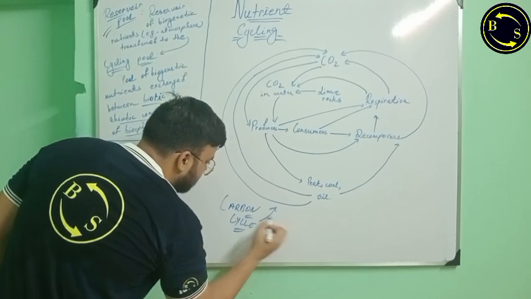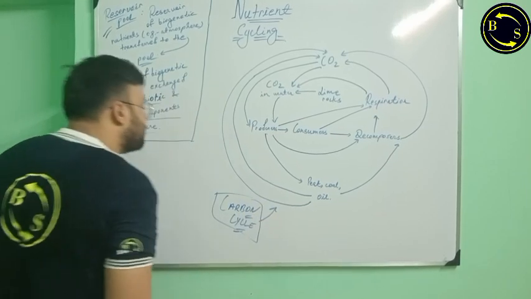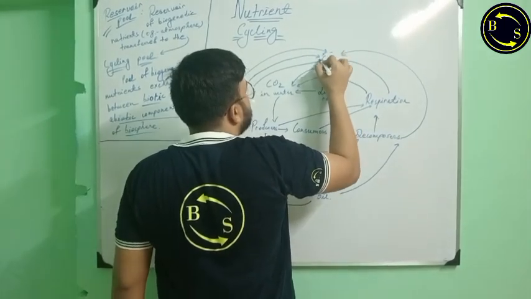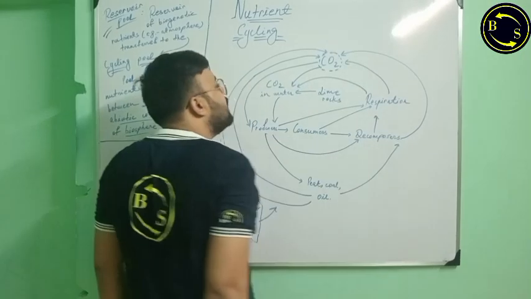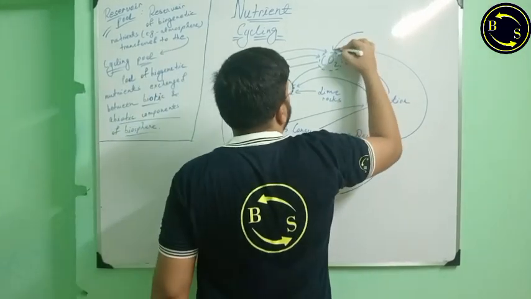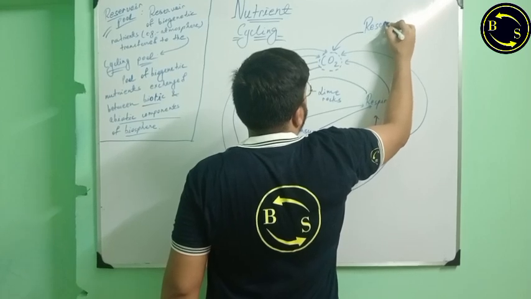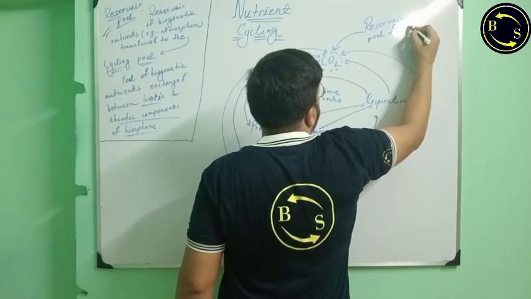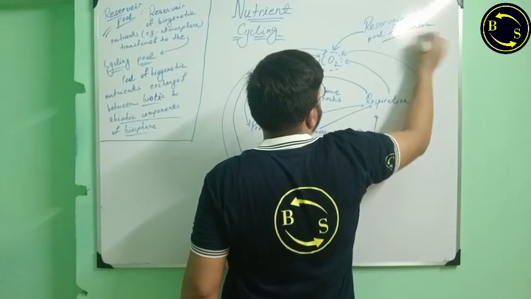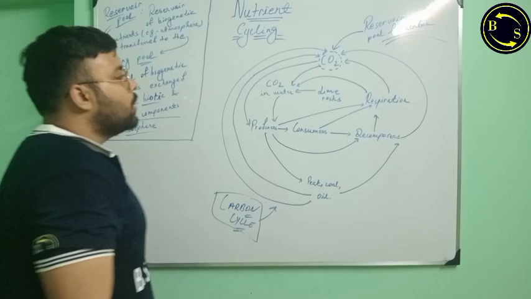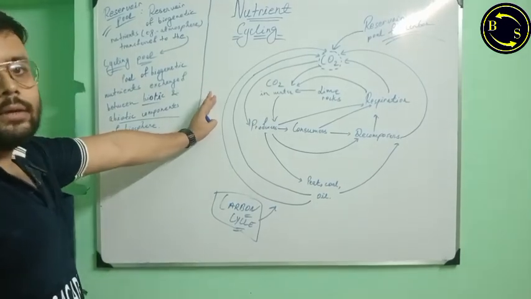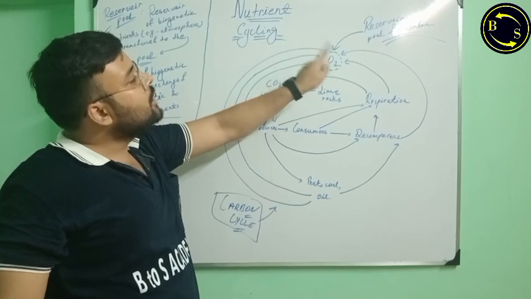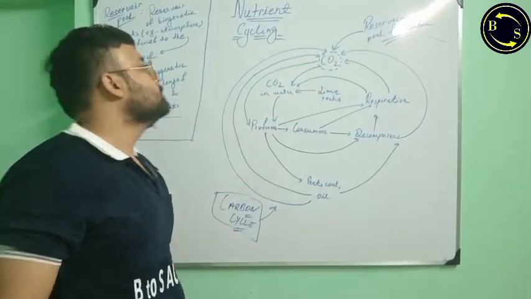I have illustrated the carbon cycle for you. The carbon cycle. Okay. This CO2 is the atmospheric carbon dioxide, and this is the reservoir pool for carbon in the ecosystem. Okay, or the entire biosphere, you can say. Okay, this is the atmospheric CO2, and this is the reservoir pool for carbon in the biosphere.